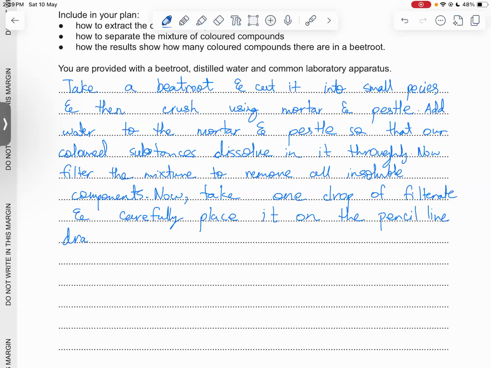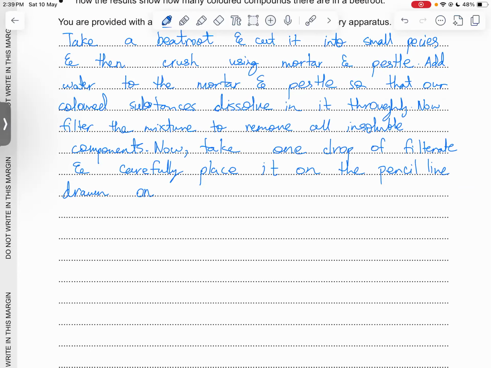drawn. So don't we place it above the pencil line? No, we place it exactly on the pencil line, but the pencil line must be above the solvent. That is what we have to mention over here as well. So carefully place it on the pencil line on the chromatography paper. Full stop.